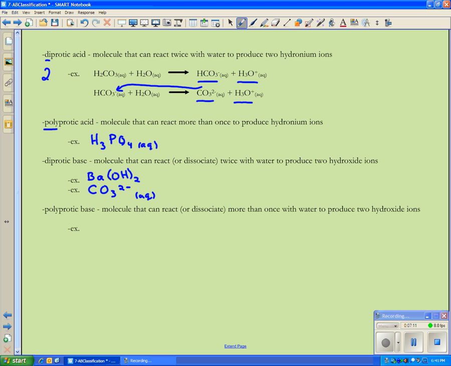A polyprotic base is a molecule that can react or dissociate more than once with water, and again, the poly usually means 3 or more. So the phosphate ion, PO4 3-, is a typical example that you would see of a polyprotic base.